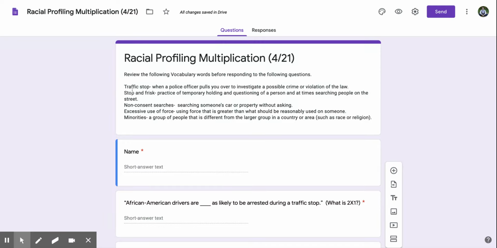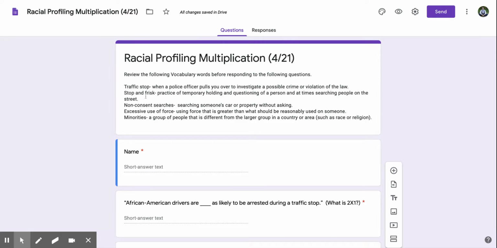So the first one is a traffic stop, and that is when a police officer pulls you over to investigate a possible crime or violation of the law. And we all know what that is. That's basically just when a police officer pulls you over, and that could happen for a multitude of reasons. We won't get into them.